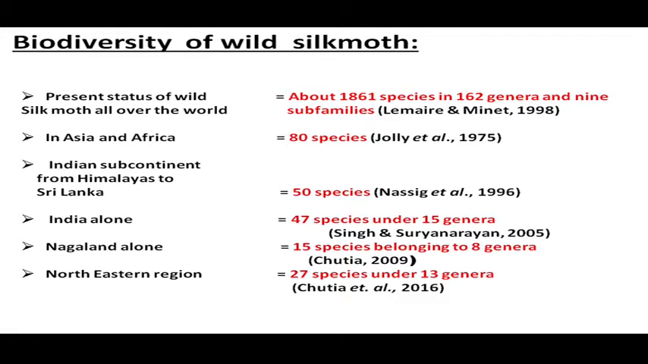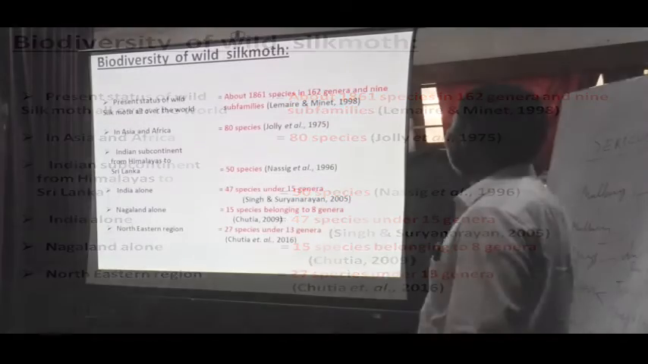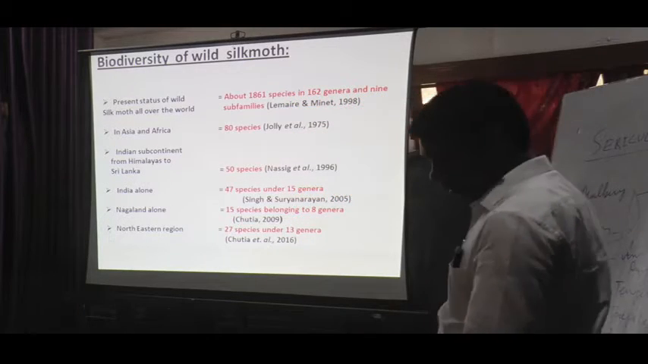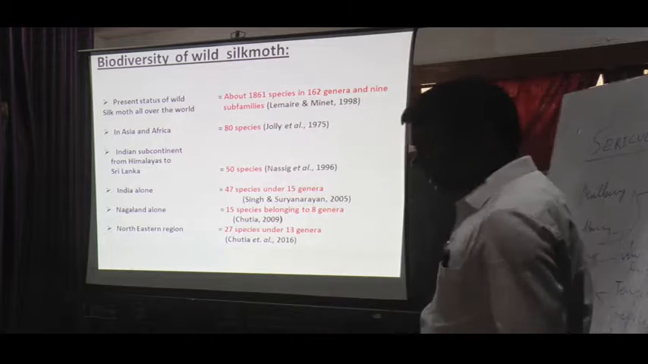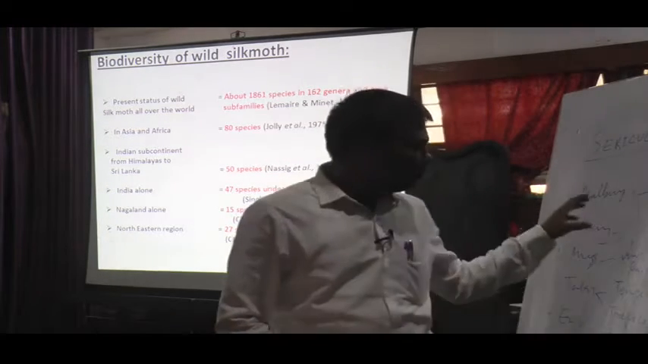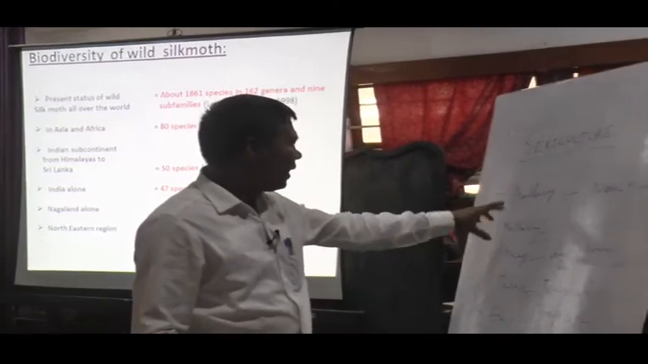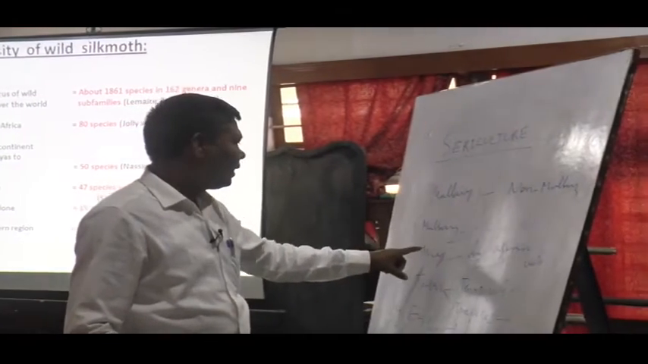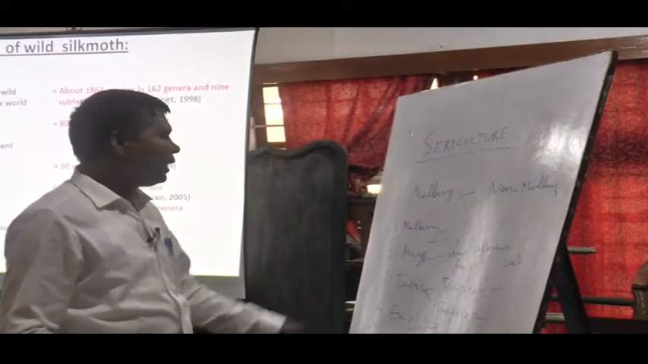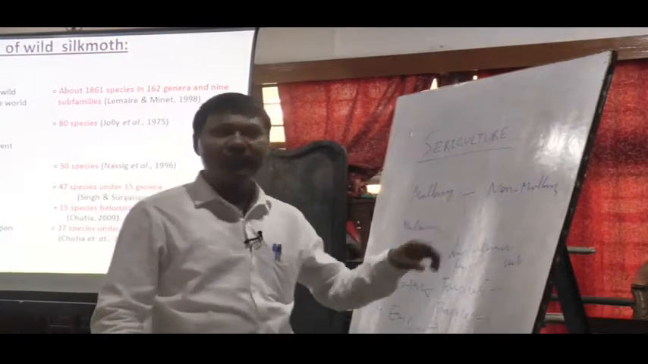So that's all about the brief wild silk moth biodiversity of the world. We can say that in India, or northeast India, all four varieties of silk, Mulberry, Muga, Tasar and Eri, are found. In the northeastern region we have four varieties of silk.